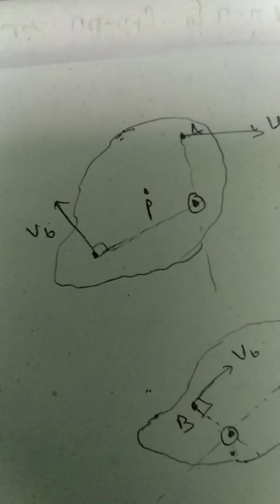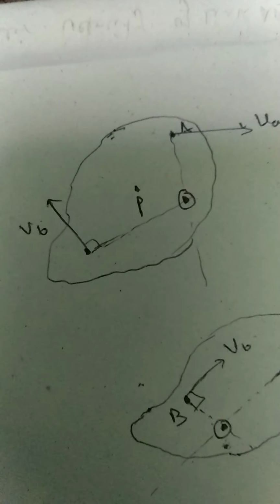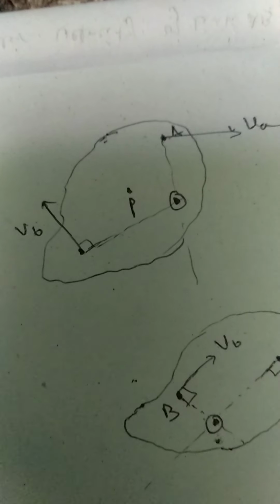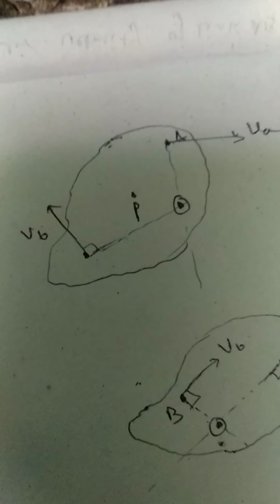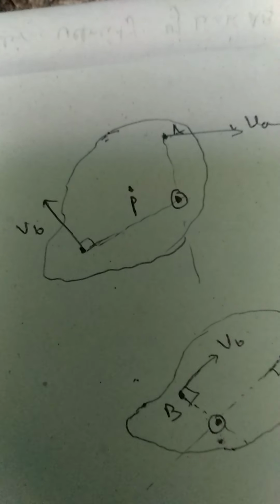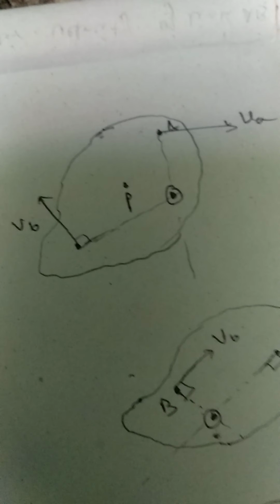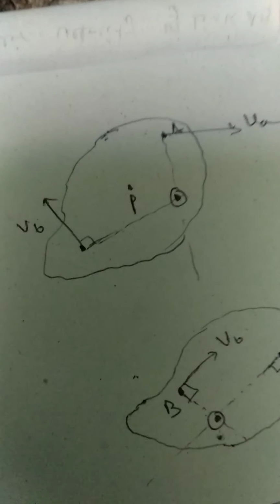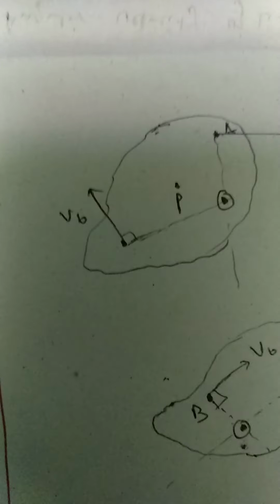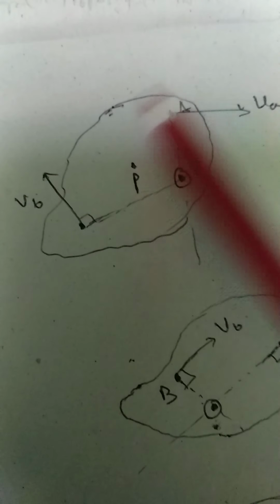Now we will see the velocity analysis by the instantaneous center method, for determining the velocity of a point on a link. This instantaneous center method is convenient and easy to apply in simple mechanisms. Okay, now let us consider this solid body in space.